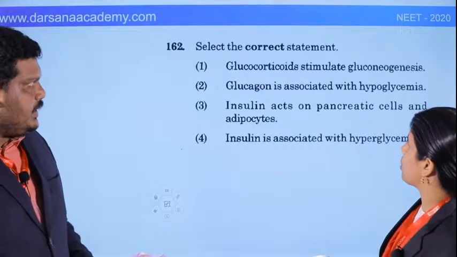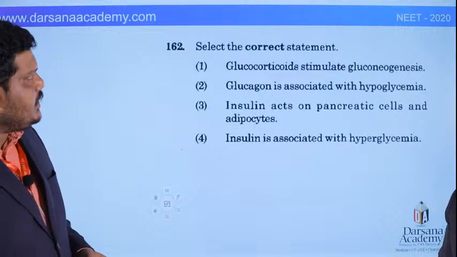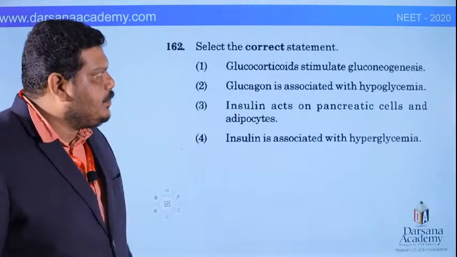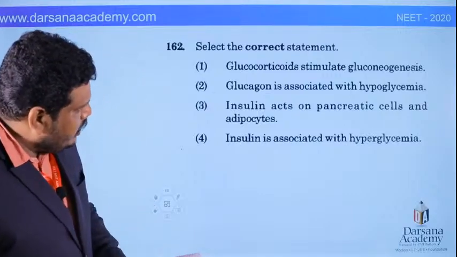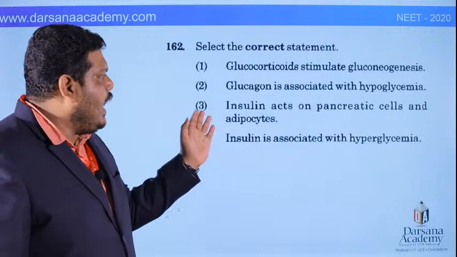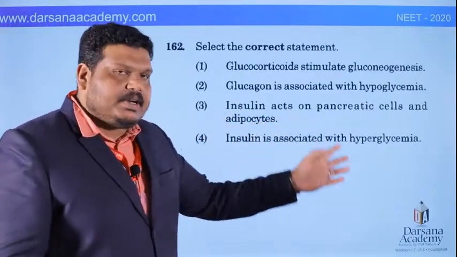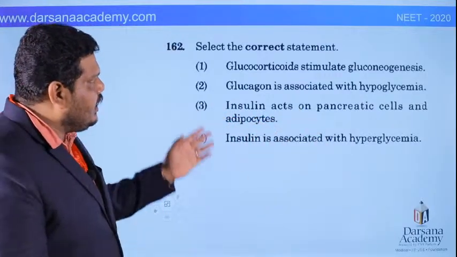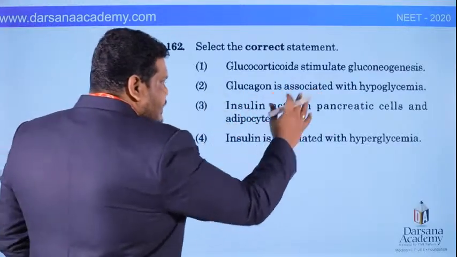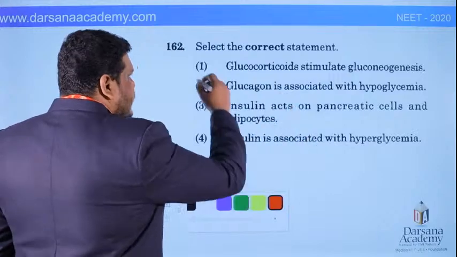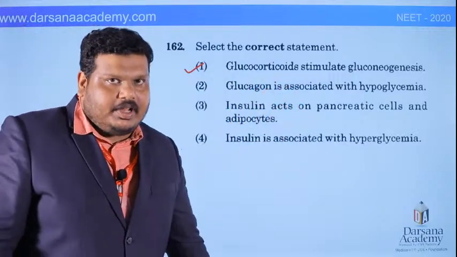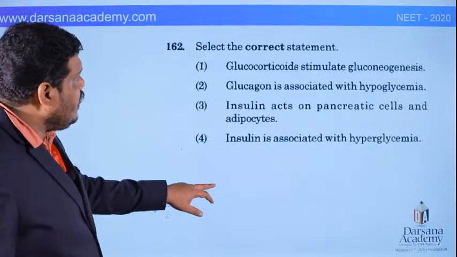And what about the next question? This is a zoology portion, and select the correct statement. Glucocorticoids stimulate gluconeogenesis, and glucagon is associated with hypoglycemia. Insulin acts upon pancreatic cells and adipocytes. Insulin is associated with hyperglycemia. So it is clear that glucocorticoids stimulate gluconeogenesis, and that is the right answer. All the rest of the statements are wrong. That's why this answer is right. Glucocorticoid is stimulating gluconeogenesis. Okay, so next question.